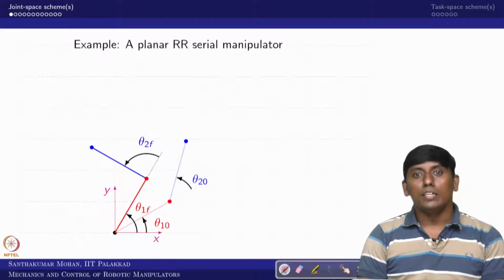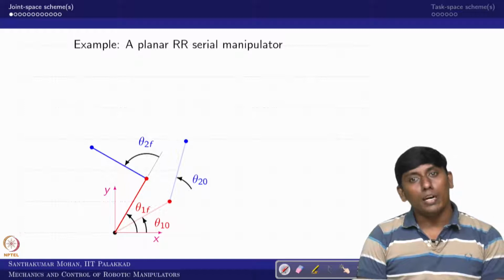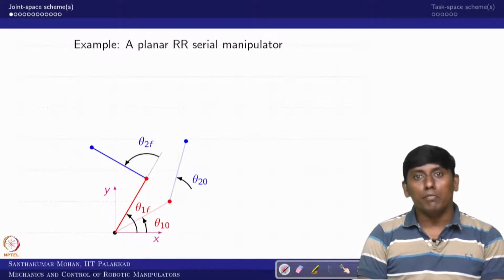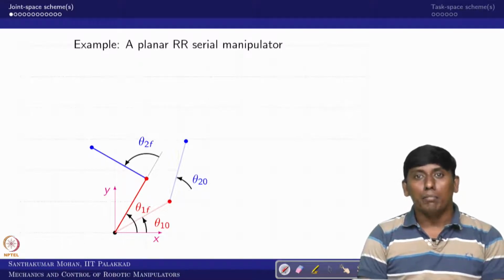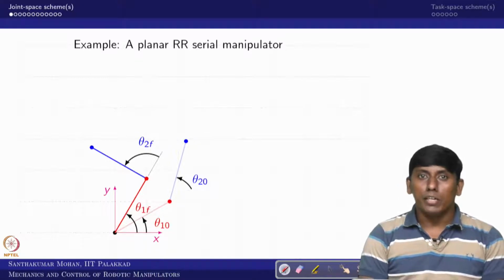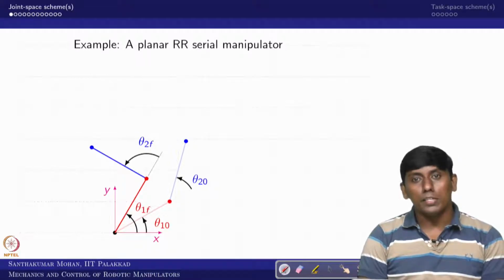Now in this case you can see that theta 10, theta 1f, theta 20 and theta 2f are given. Even if x0, y0, xf and yf are given, we can always calculate these four variables with the help of inverse kinematics. In my MATLAB code I have written it based on inverse kinematics, however it is not restricted that way.